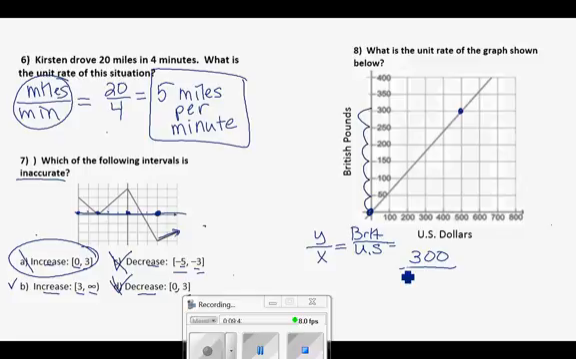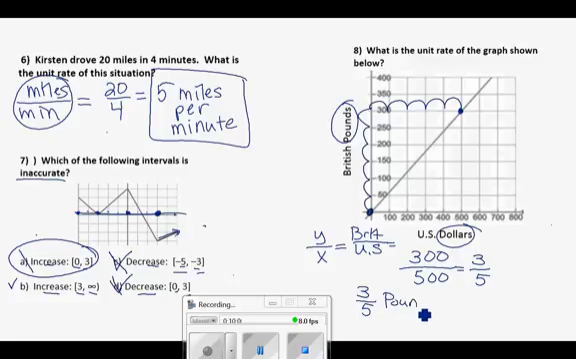And then every bubble mark going over is 100. 1, 2, 3, 4, 5. So that gives us 500, which simplifies to 3/5. Now we have to take our units and add them to the end of our answer. 3/5 pounds per dollar.